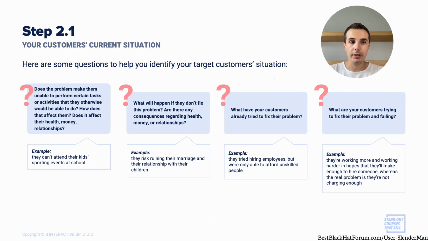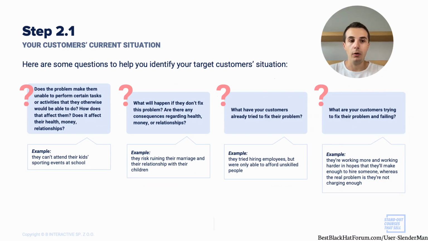Going even deeper with this, does the problem make the person unable to perform certain tasks or activities that they would otherwise be able to do? And how does that affect them? Does it affect their health, money, or relationships? So in this example, they can't attend their kids' sporting events at school, right? That's a very big thing that they're missing out on.